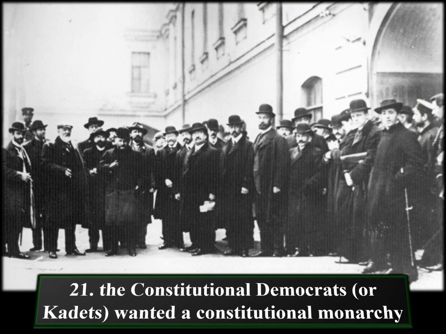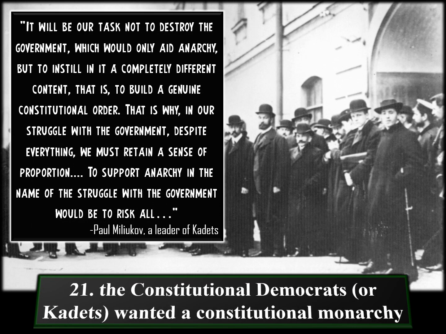The Constitutional Democrats, or Cadets as they were called, wanted a constitutional monarchy and were not happy under the now reinforced autocratic rule of both Alexander III and then Nicholas II. Paul Milukov, the leader of the Cadets, said, "It will be our task not to destroy the government, which would only aid anarchy, but to instill in it a completely different content, that is, to build a genuine constitutional order. That is why in our struggle with the government, despite everything, we must retain a sense of proportion. To support anarchy in the name of the struggle with the government would be to risk all."